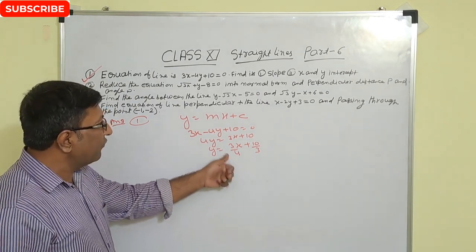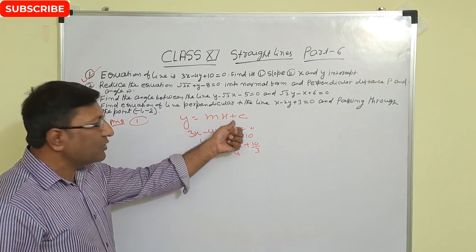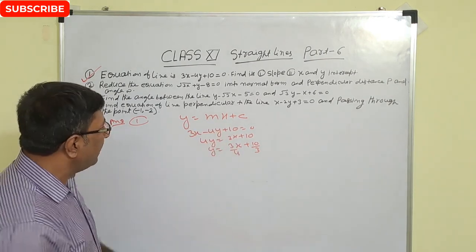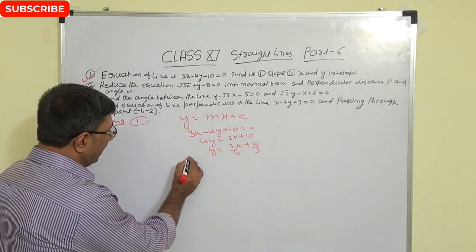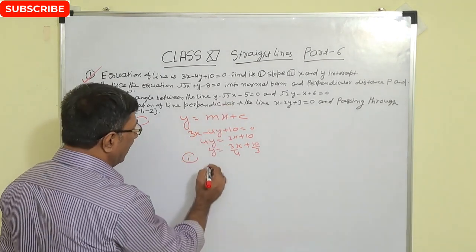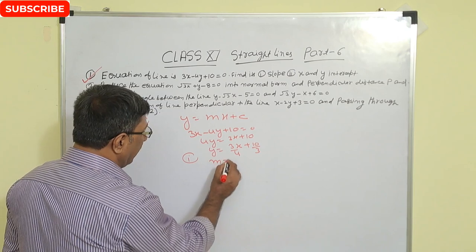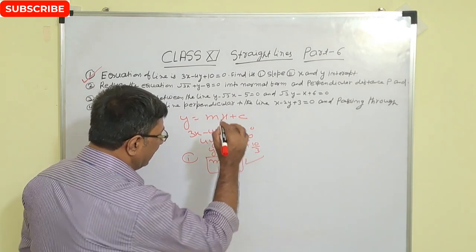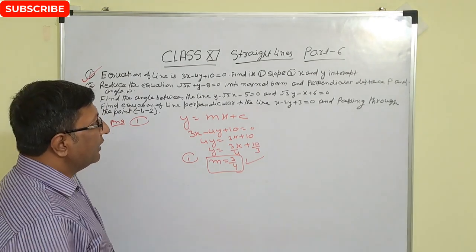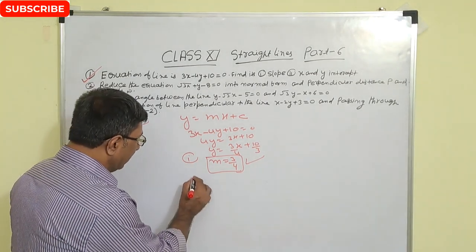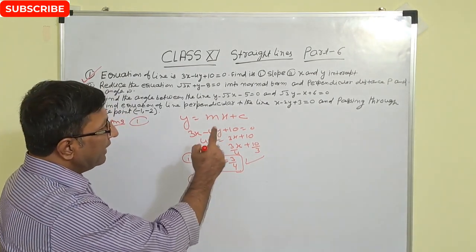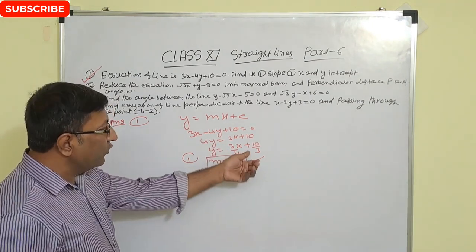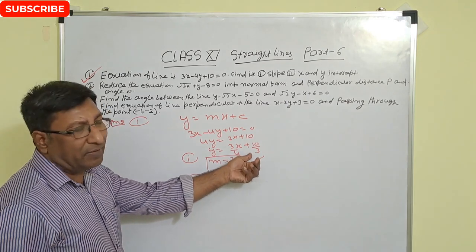Now this is in the form of y equal to mx plus c. So here m is 3 by 4. The first part of this question is to find the slope, so slope m equal to 3 by 4. This is my correct answer, that the slope is 3 by 4. Then the next part is the x and y intercept.